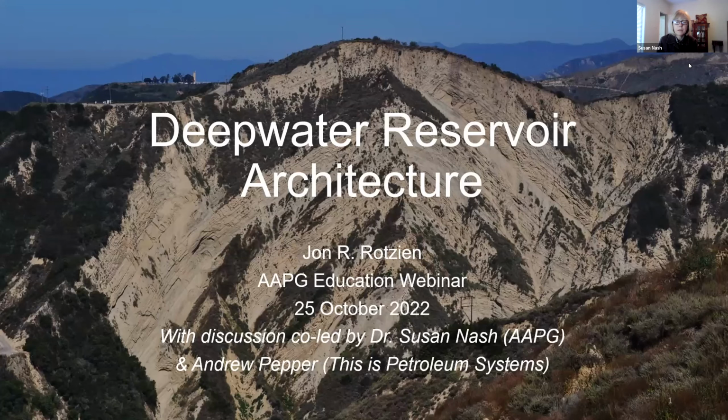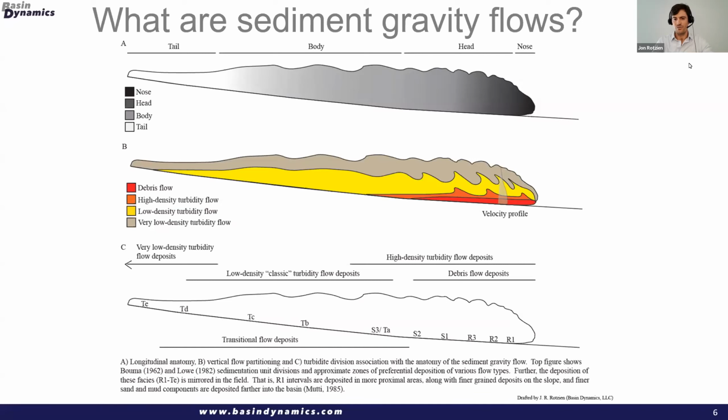To get at this question of deepwater reservoir architecture, it helps to understand some of the basic processes that go into forming them. Many of them are controlled by downslope processes, sediment gravity flows, and a subset of those, turbidity currents. They're driven downslope by gravity acting on the particles in the flow. And naturally, these distribute sediment in predictable patterns on the seafloor.